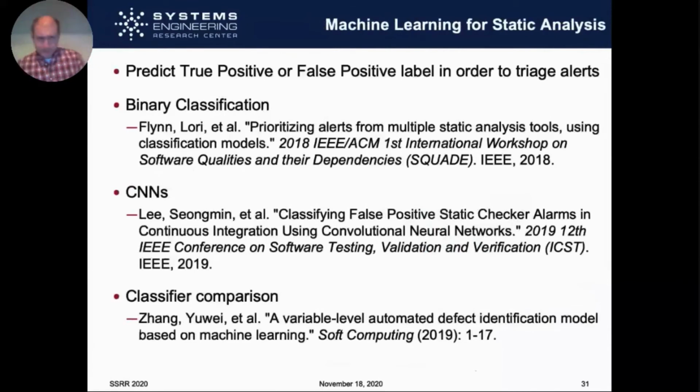So these true positive and false positive labels are often used to triage alerts and prioritize them. And machine learning has been used to try to predict these labels. There's been work done at SEI that just uses a binary classifier to predict the label. CNNs have also been used, and studies have been done for classifier comparison. Next slide.